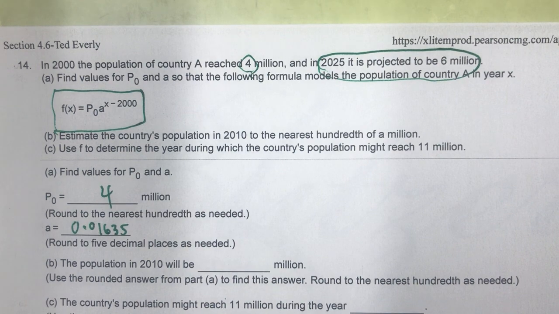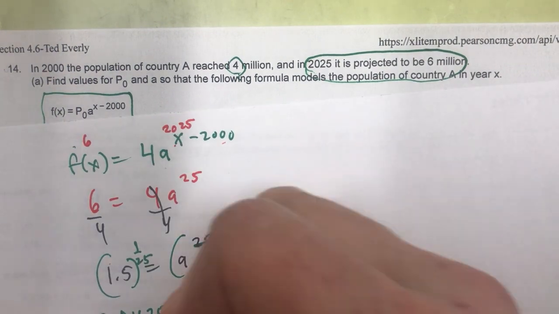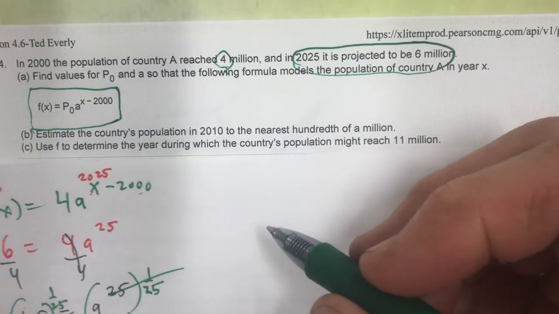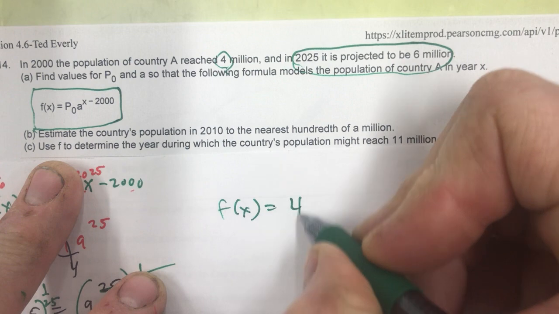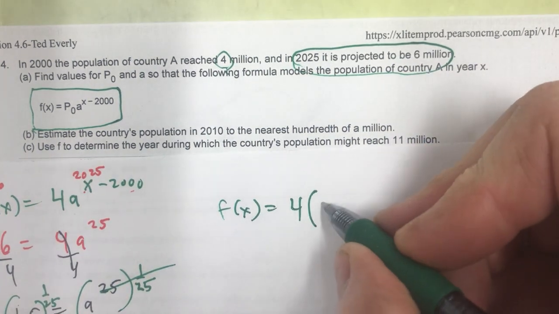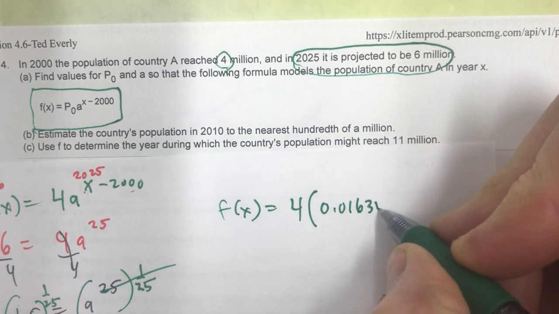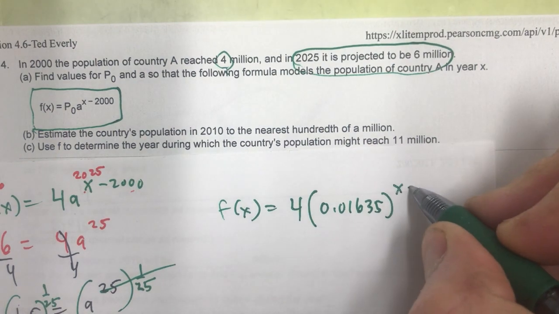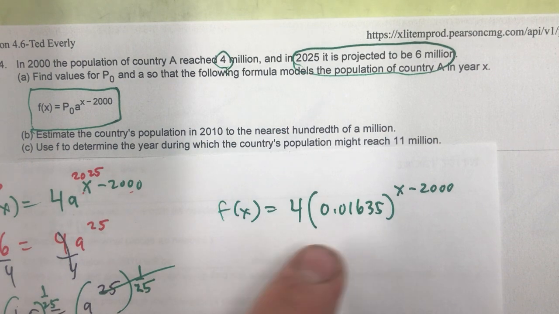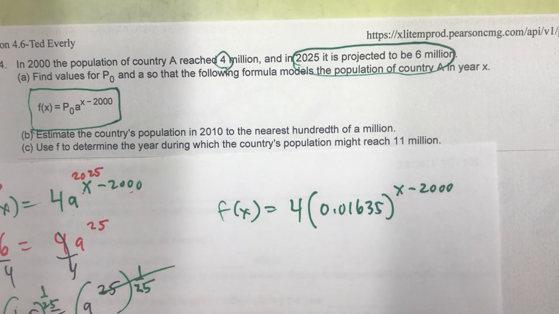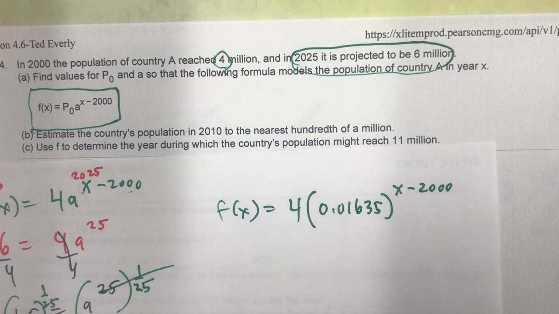Okay. Now, what would the population be in 2010? Here's what we got. Since I've got this as A, and I've got 4 as the P sub 0, I've got this equation right here: f of x equals 4 times 0.01635 to the x minus 2000 power. So there's my equation from what we just found. We found this number and this number.